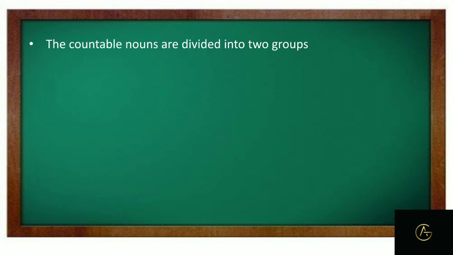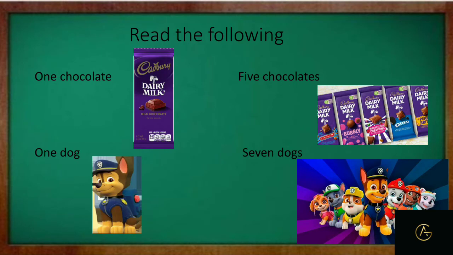So countable nouns are divided into two groups. Which one? Singular and plural. Okay. So let's study some sentences with the pictures given below. This is one chocolate. This is 5 chocolates. Study the word chocolate. Read the word chocolate. Chocolate means one chocolate. If we add s in the end, it becomes chocolates. It becomes plural. Everyone loves chocolates, right?